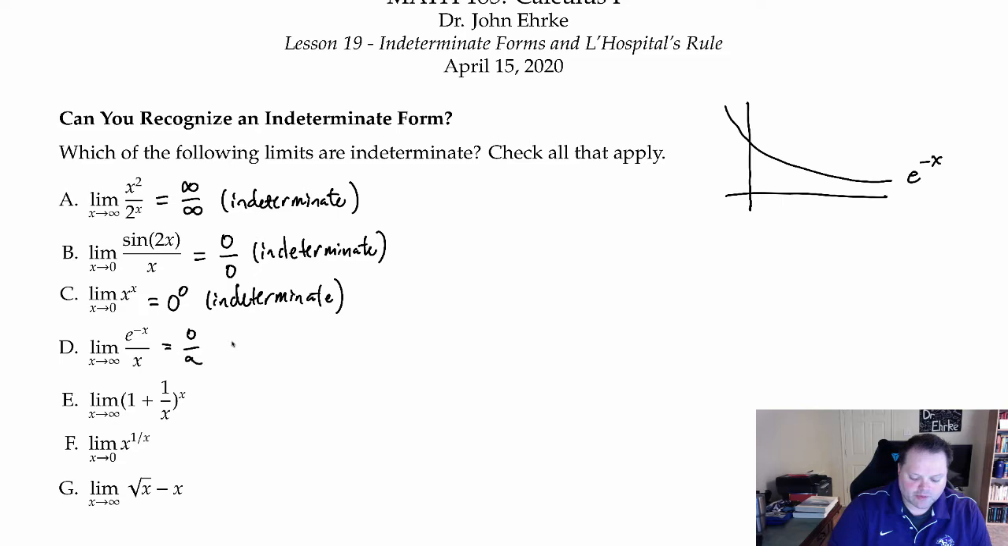And then the bottom would be infinity. So this is a 0 over infinity type. Is this an indeterminate form? Well, infinity in the bottom would want to make the fraction smaller. 0 in the numerator would also want to make the fraction smaller. Both parts of this are trying to make the fraction smaller, so there's nothing indeterminate about this. This is going to converge to 0. So that is not an indeterminate form.